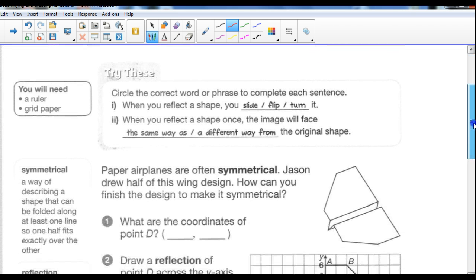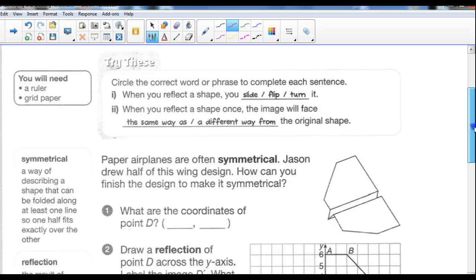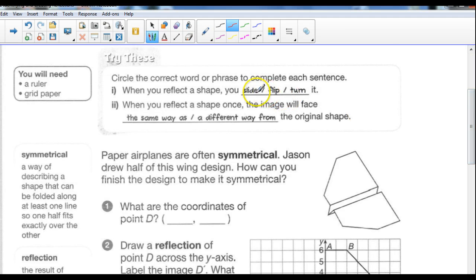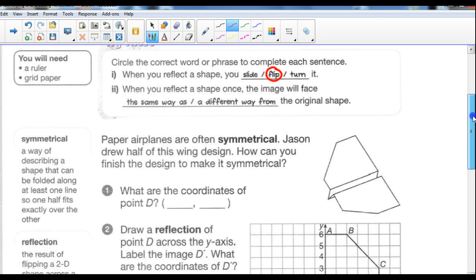Okay, so circle the correct word or phrase to complete each sentence. When you reflect a shape, you slide it, flip it, or turn it. Well, all we're doing is we're flipping it because a reflection is just a flip. Okay? It's an opposite image.